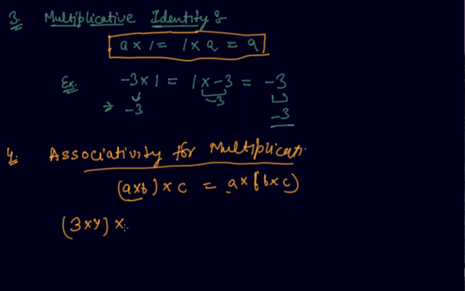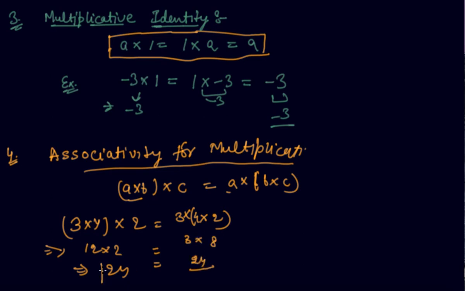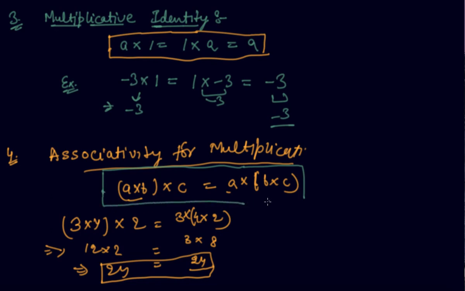If I write (3 into 4) into 2, this will be equal to 3 into (4 into 2). So let's check. 3 into 4 will be 12, 12 into 2 will be 24, and on the RHS 4 into 2 will be 8, so 3 into 8 will be 24. So this property also holds true. These are the properties which we will use in questions that come in exams directly to get our answer very easily.